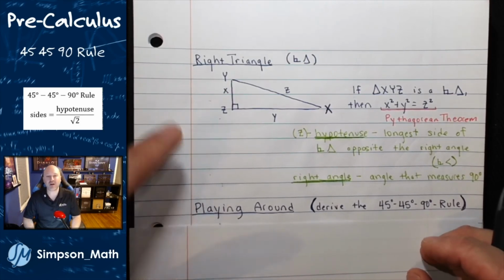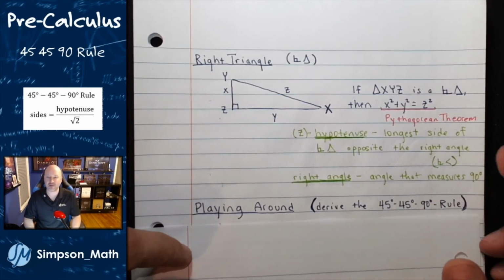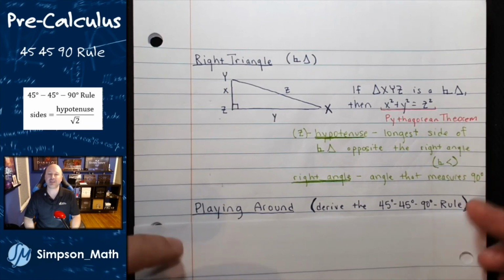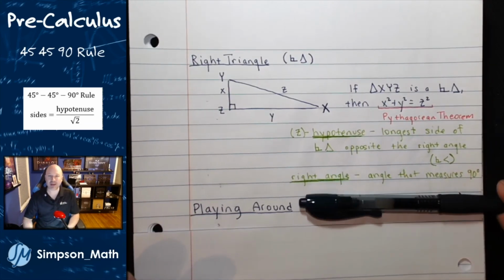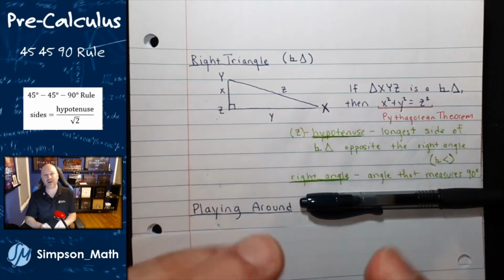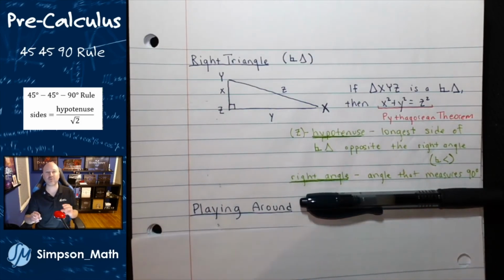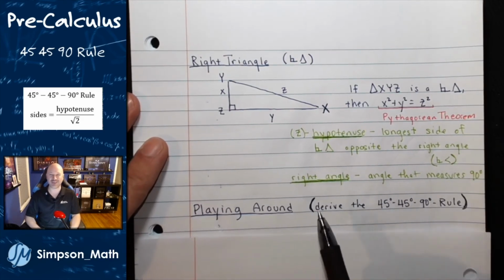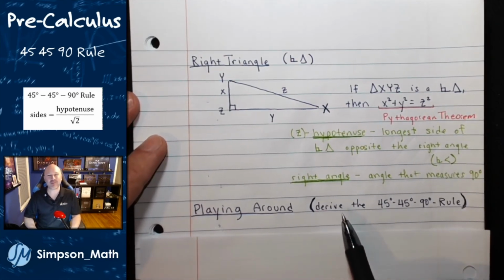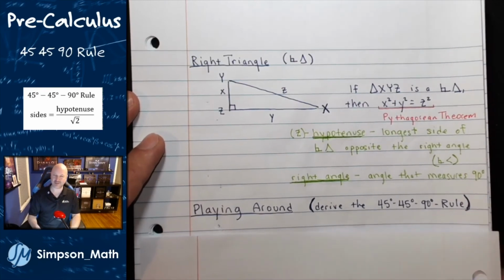All right, I'm just going to play around with a triangle and the Pythagorean theorem. And typically in the classroom setting, I don't tell my students what's about to happen. I just play around and then bam, we've got this cool new relationship. But I'm going to go ahead and give you a hint or tell you what's going on. I'm going to derive the 45-45-90 rule. All right.